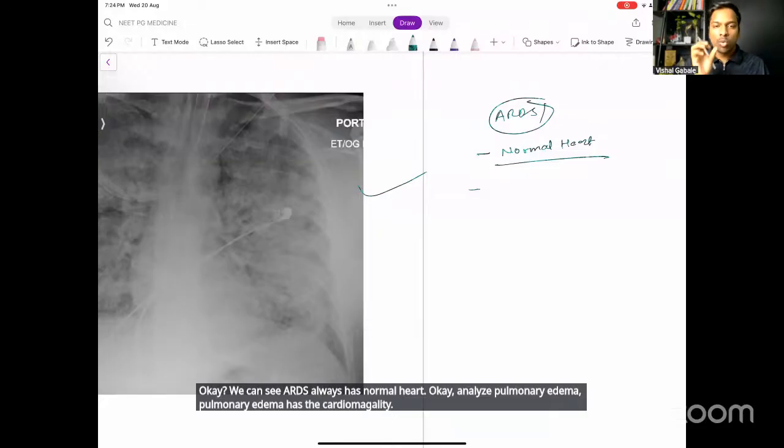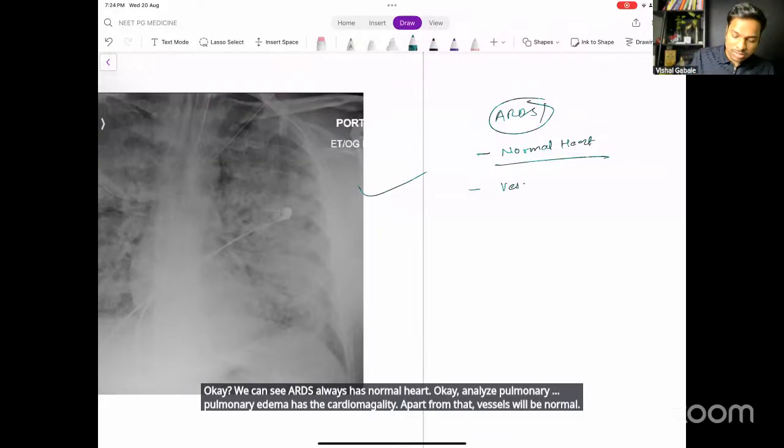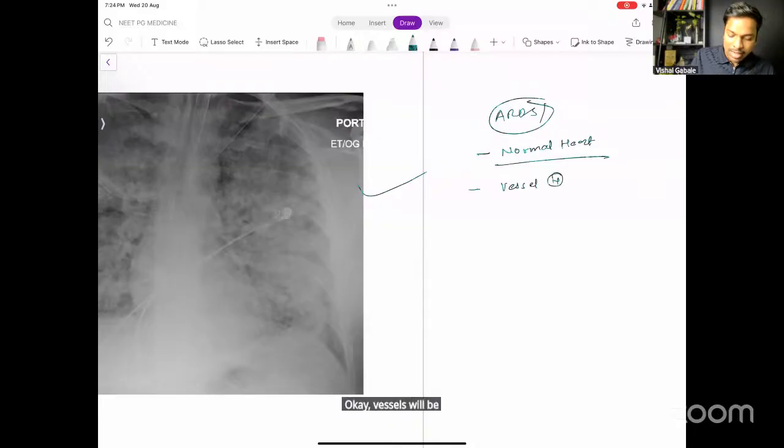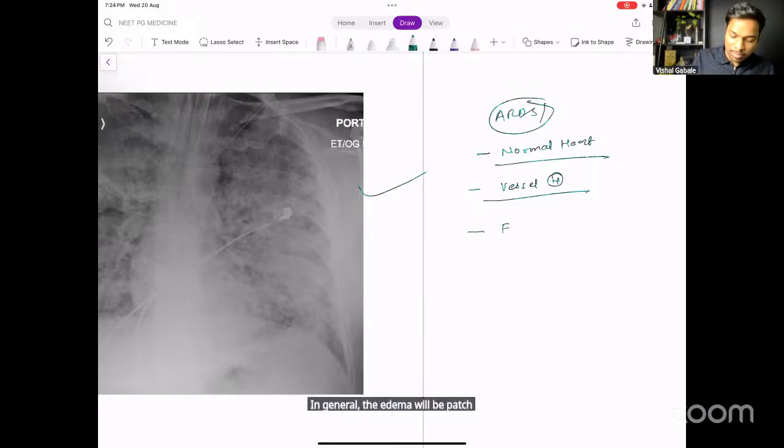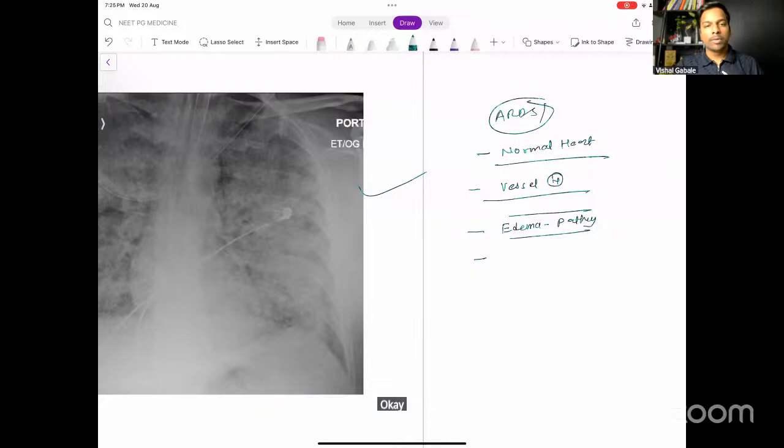Apart from that, vessels will be normal in ARDS. And as for the edema, in general, the edema will be patchy in ARDS, not diffuse like we have in heart failure. It will be patchy edema. Apart from that, pleural effusion is very rare in ARDS.